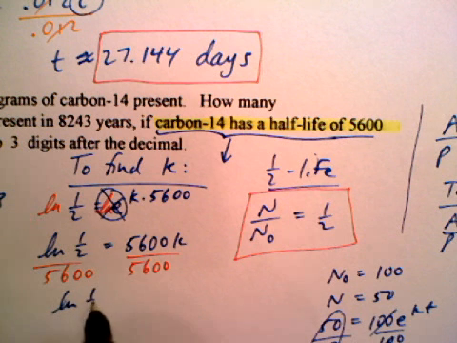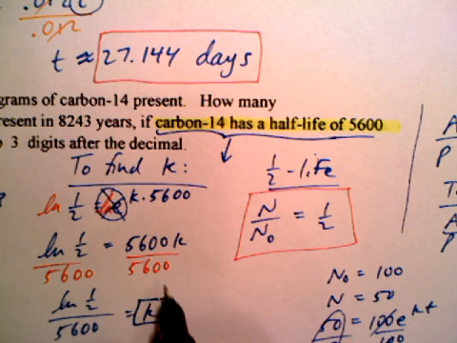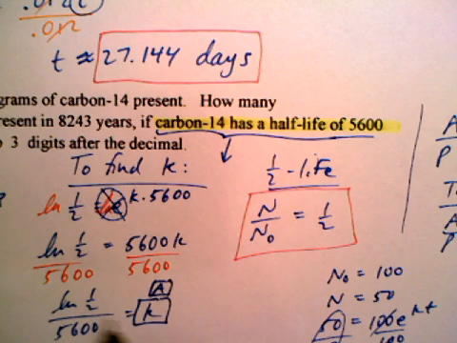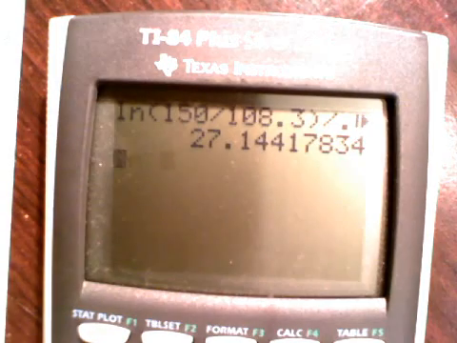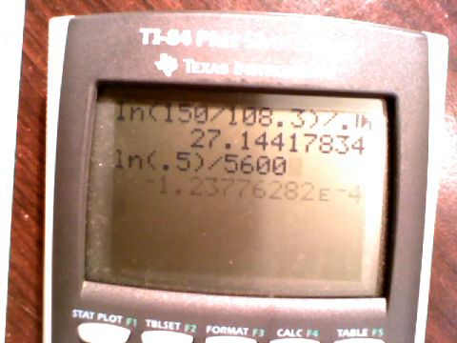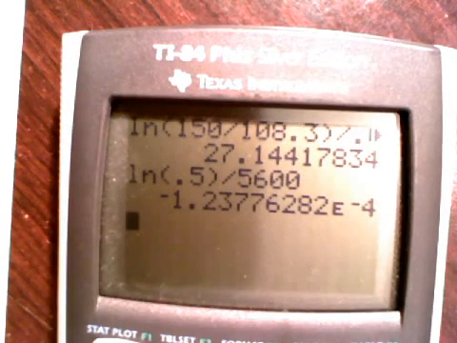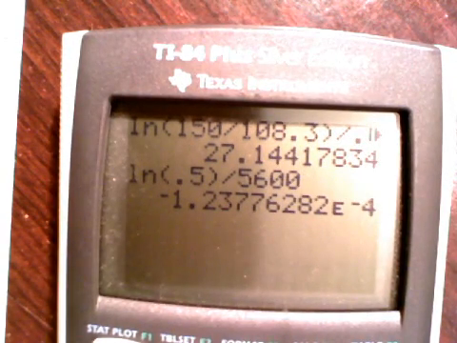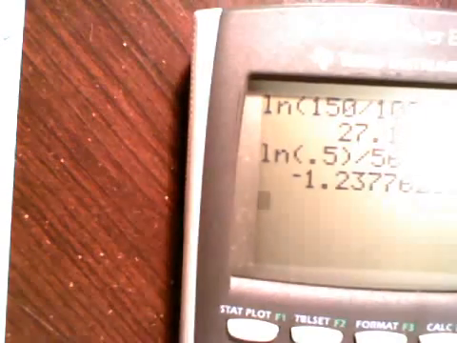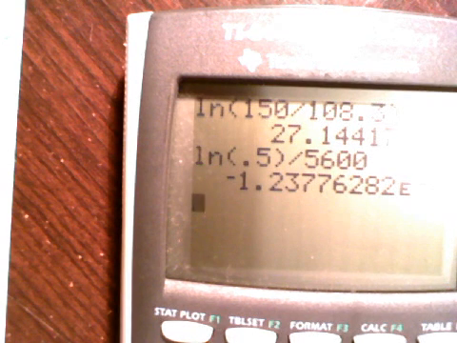I'm going to ask you to get your calculator out, because we're going to store that value. I like to store it in alpha A. So we have the ln of 1/2, I just put 0.5 in there, divide that by 5,600, equals. Now, what did I tell you before? K is going to be negative when the population is decreasing, and half-life means the population of whatever is decreasing. So negative 1.238 is our value for K.